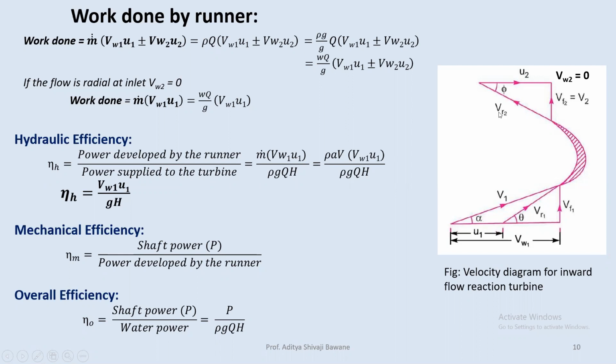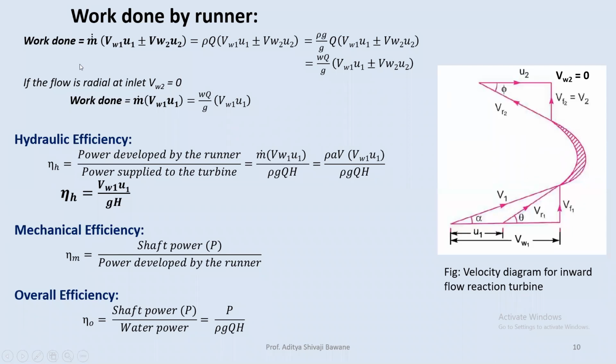Vr2 is the relative velocity at exit, Vf2 equal to V2. Since in this case the discharge will always be radial, Vw2 will be 0 and beta will be 90 degrees. So Vf2 equal to V2. And here is the change: U1 will not be equal to U2 as in the case of the Pelton wheel. So here U1 and U2 are different since the flow will enter in the radial direction and exit in the axial direction.